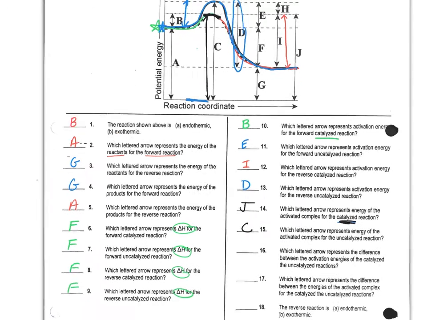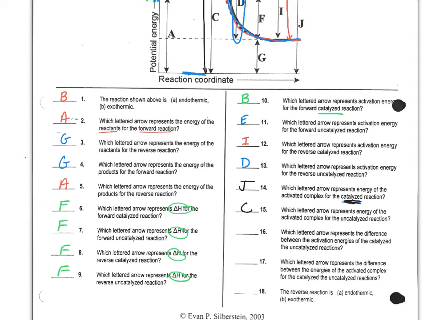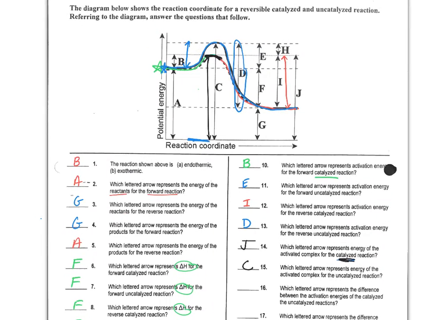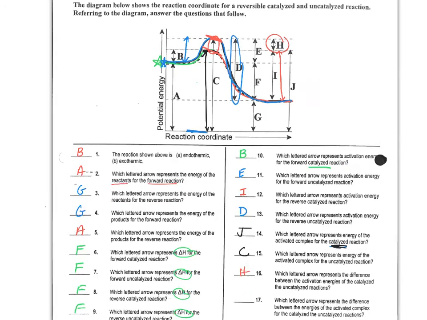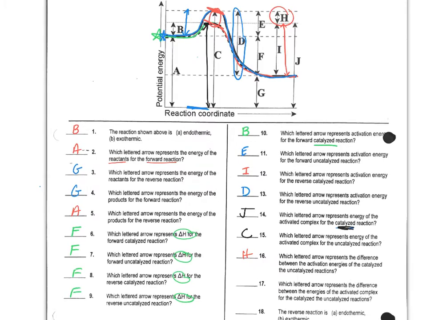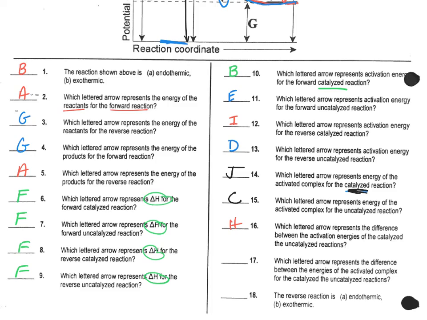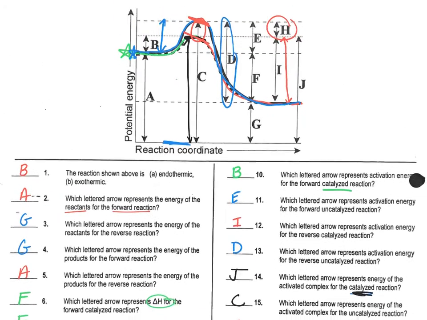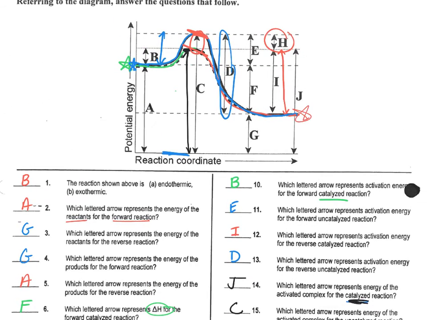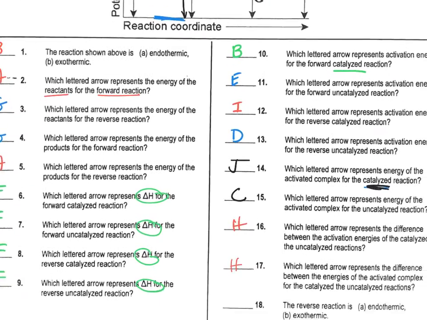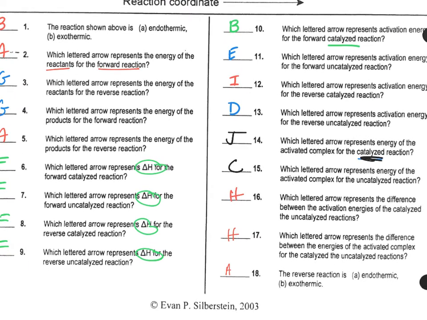Number 16, the interval, the difference between activation energy of catalyzed and uncatalyzed reaction. So basically the difference between the top of our hill and the top of our dotted hill, which is just this region here, and that would be letter H. And activated complex differences for catalyzed and uncatalyzed reactions would be the same thing, letter H. And then the last question, reverse reaction. The reverse reaction would start at the right. That would be climbing overall, so that would be an endothermic reaction.